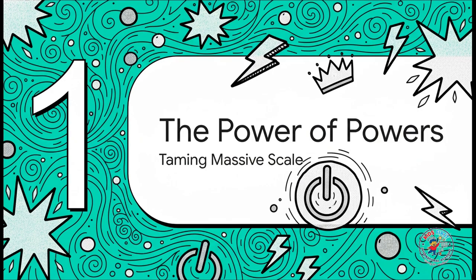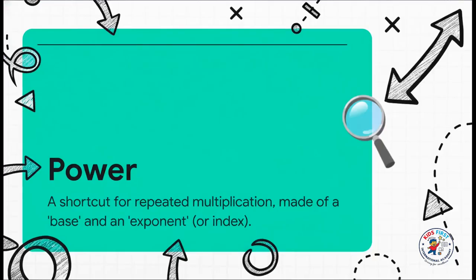To get a handle on that kind of viral growth, we need a very specific tool. It's called a power, and it is the absolute key to taming gigantic numbers and making them, well, manageable. So what is a power? Honestly, it's just a brilliant shortcut for repeated multiplication. Instead of writing the same number out over and over again, we use this really neat, compact little form that's built from just two simple parts.